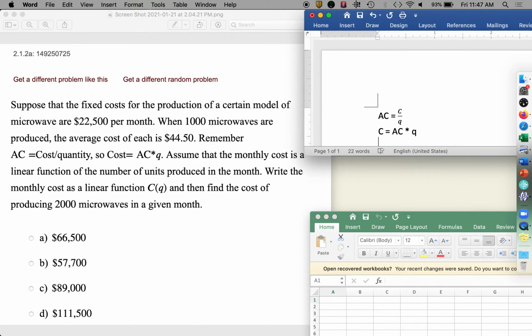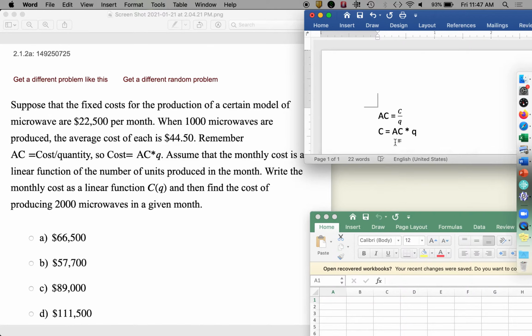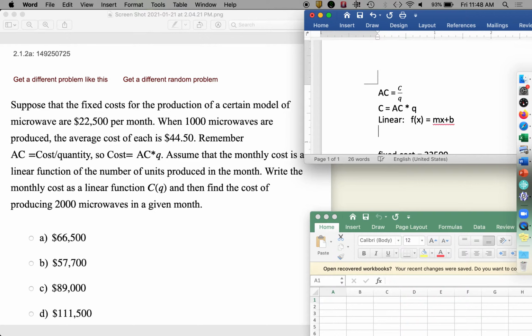If you look back in our textbook, in 1.2, it says that a linear function is of the form f of x equals mx plus b. If I could type it correctly. There we go. So a linear function is the form y equals mx plus b, which is probably what you learned first in Algebra 1.